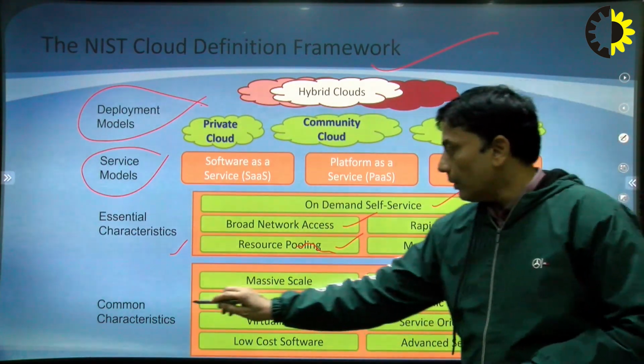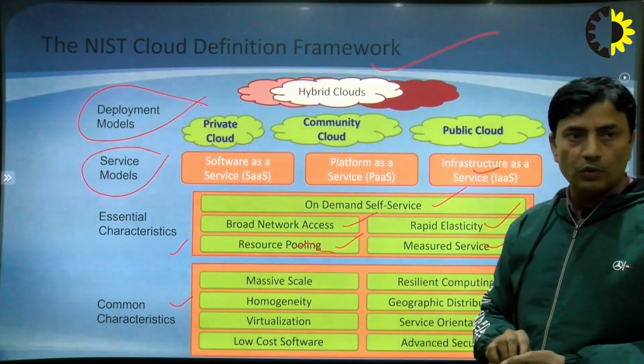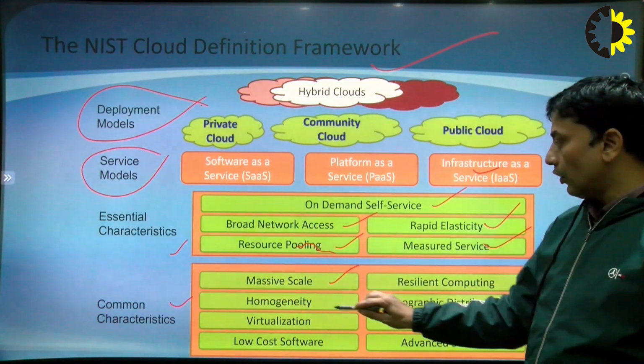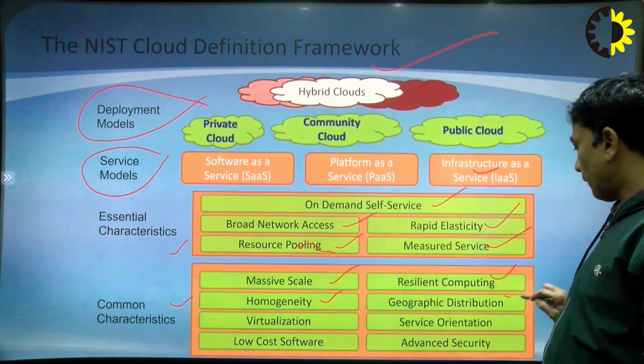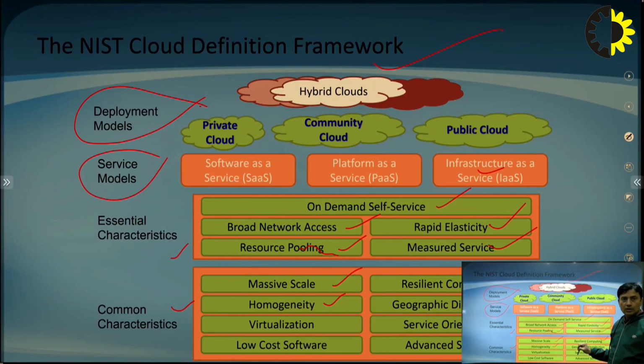Then these are the common characteristics of cloud computing: massive scale, homogeneity, resilient computing, and geographic distribution, because the particular user, the consumer, may be in a large geographical area, and the data center may be in some other country at a distant geographical area. Then service orientation, advanced security, virtualization, and low cost software.